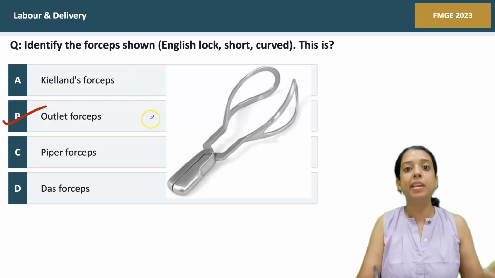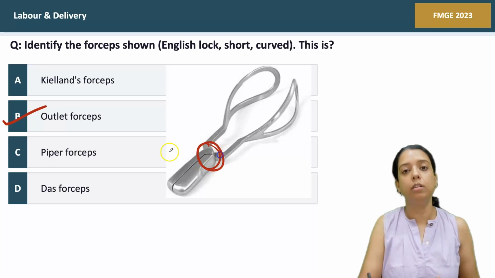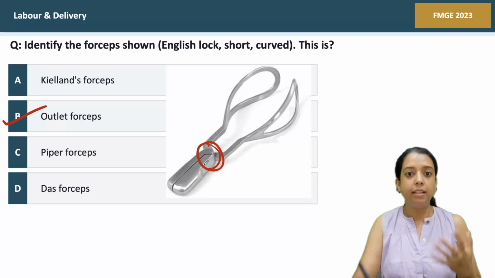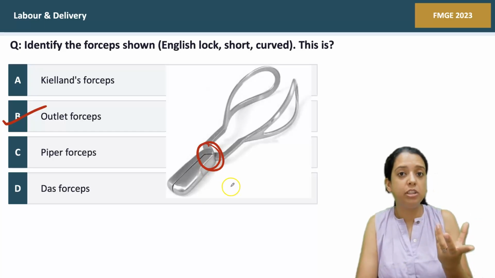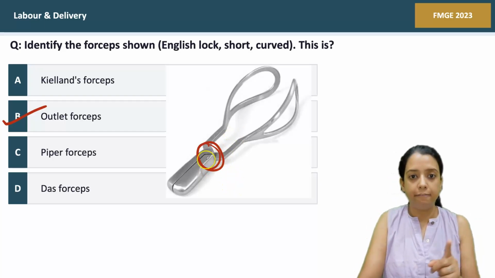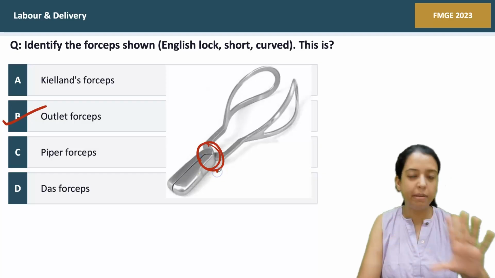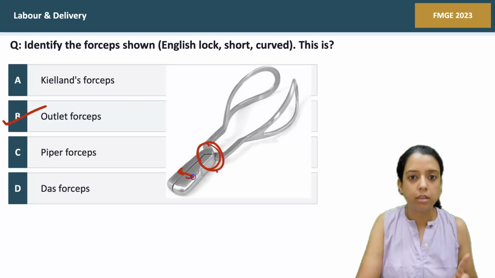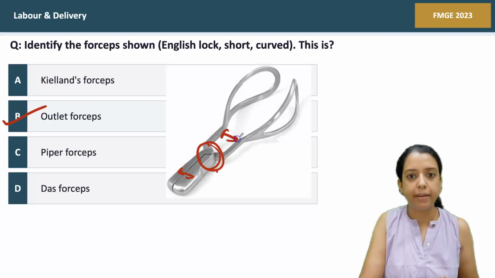Kielland's forceps, remember, has a different lock. It doesn't have this English lock. It has a sliding lock. And the one differentiating feature of Kielland's forceps is when the forceps is locked, normally, when all the forceps are locked, the handles oppose each other and the shanks are far apart.